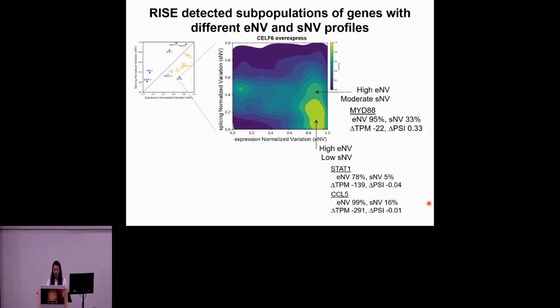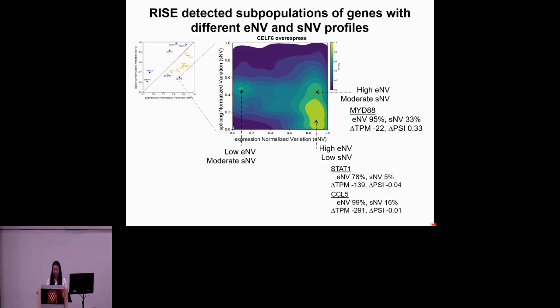But in addition to that, you can also see that there are some genes here that have high expression changes, however, also have some moderate splicing level changes. So this MYD88 gene was initially identified in the original study because of its high expression level changes. But here with RISE, we can see that it not only has high expression changes, it is also moderately differentially spliced. And in addition to that, in the peak on the left here, genes have low expression changes and moderate splicing changes. This suggests that these genes might be alternatively spliced, but they are still expressed at the same level.